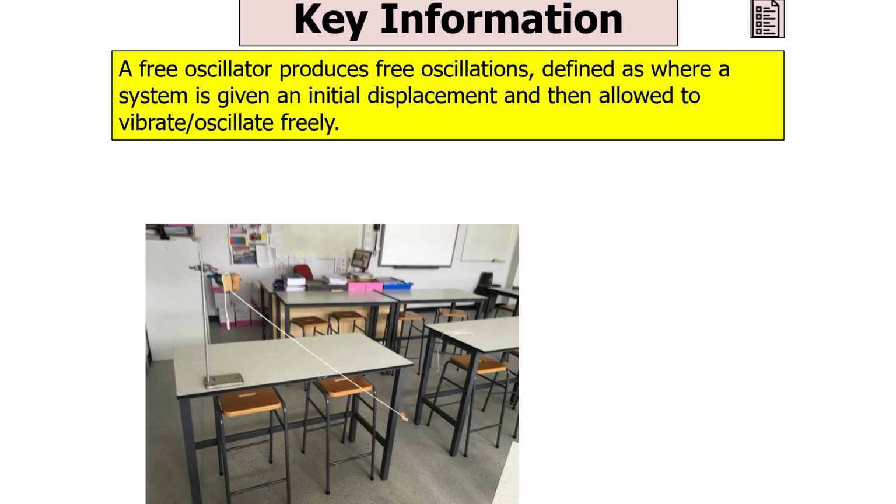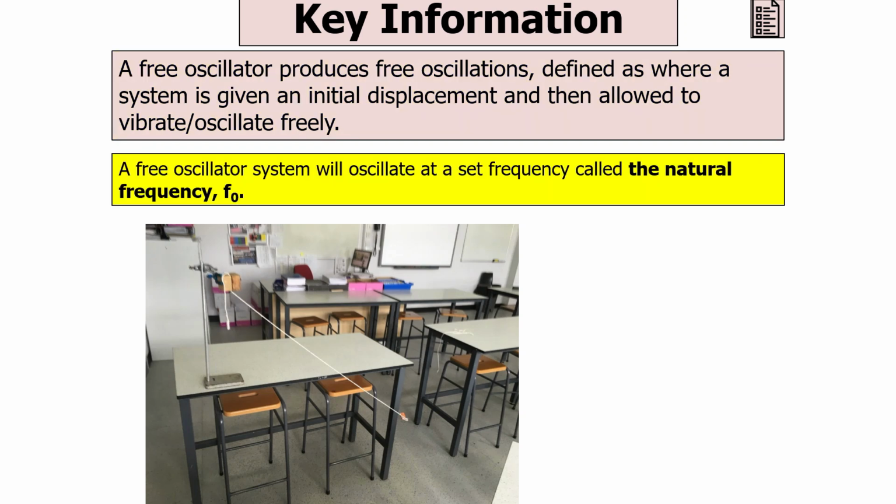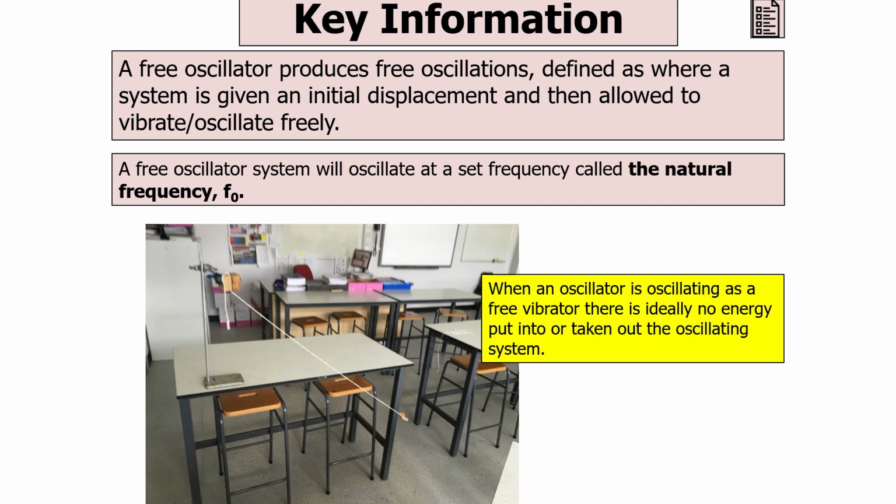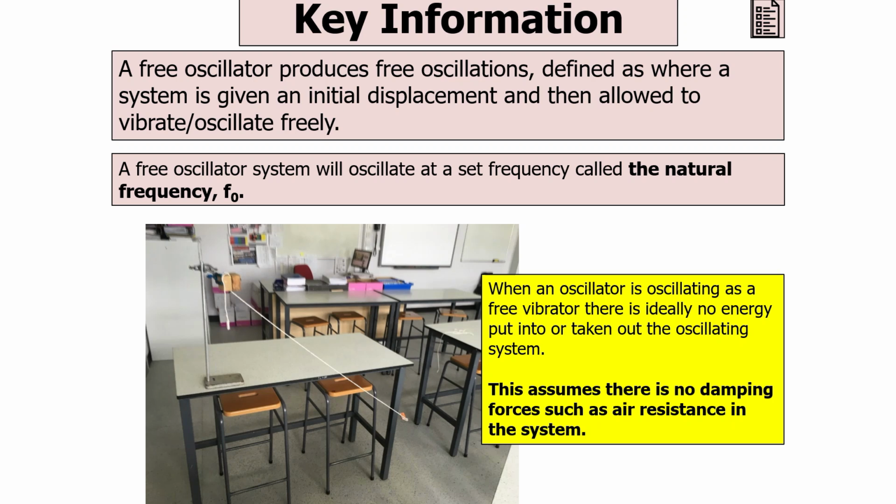Now a free oscillator produces free oscillations, defined as where a system is given an initial displacement and allowed to oscillate or vibrate freely. A free oscillator system will oscillate at a set frequency called the natural frequency. Here we can see our pendulum vibrating at its natural frequency. The factors which affect the natural frequency are the terms in the equations used to calculate the time period of that oscillator. When an oscillator is oscillating as a free vibrator, there is ideally no energy put into or taken out of the oscillating system. So this assumes there are no damping forces such as air resistance in the system.